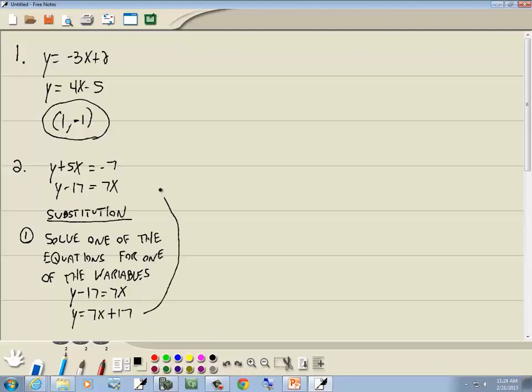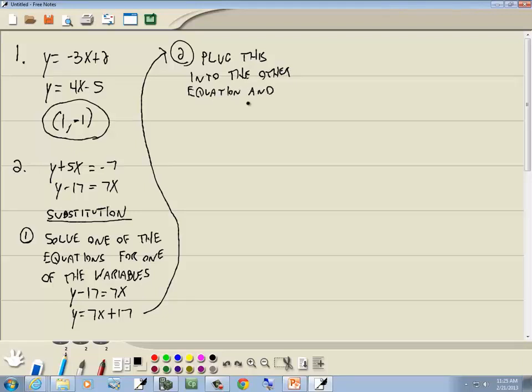In step 2, now plug this into the other equation and solve. Plug, substitute, that's where the substitution name comes from. Well, the other equation was y plus 5x is equal to negative 7. Now down here, we just said y was equal to 7x plus 17. So we're going to replace the y in this other equation with 7x plus 17. So we'll have 7x plus 17 plus 5x equals negative 7.